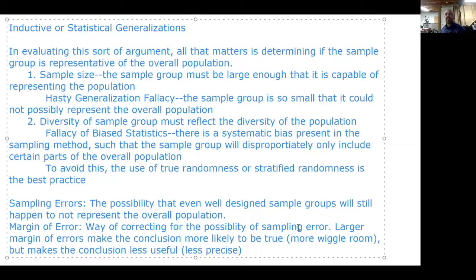Last point, we got the idea of a sampling error. So even if you do a really good job designing your sample group, there's still the risk of sampling error.